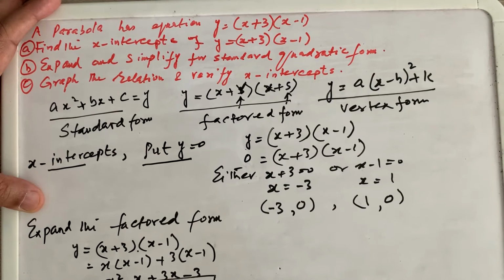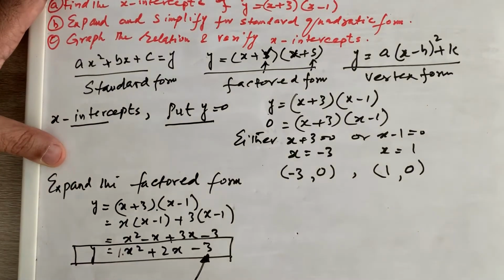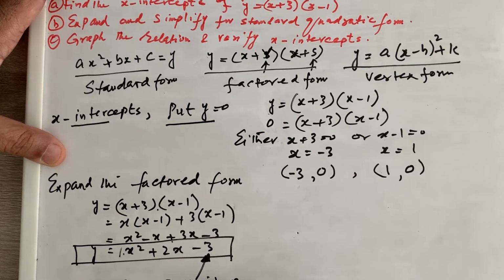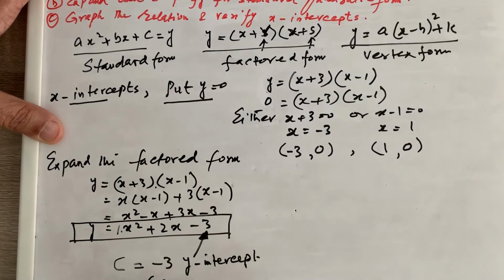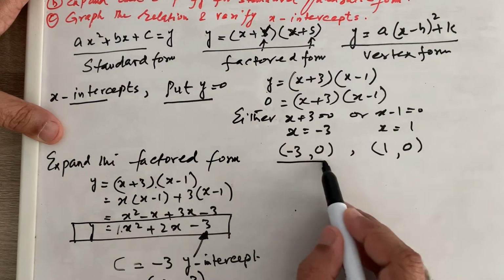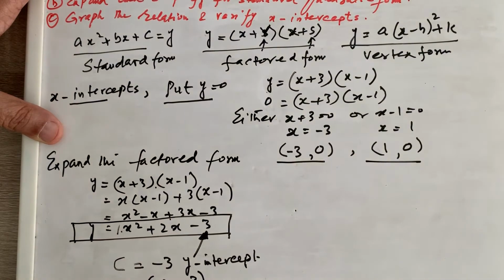What is my y-intercept? Y-intercept is always c. So what is my c? So c is minus 3. So c is in ax square plus bx plus c. C always represents y-intercept. So remember, now I have another point, and y-intercept means at this point my x will be 0 and my y value is minus 3, right? So I have another point to locate on the graph. So I have 2 points for x-intercepts and 1 point for the y-intercept.